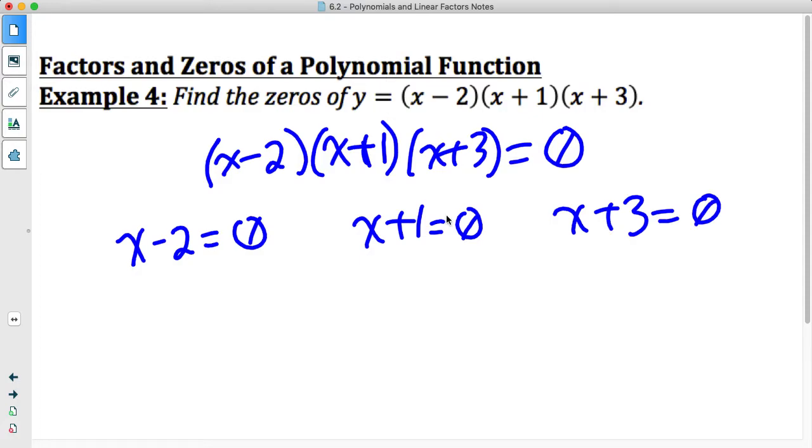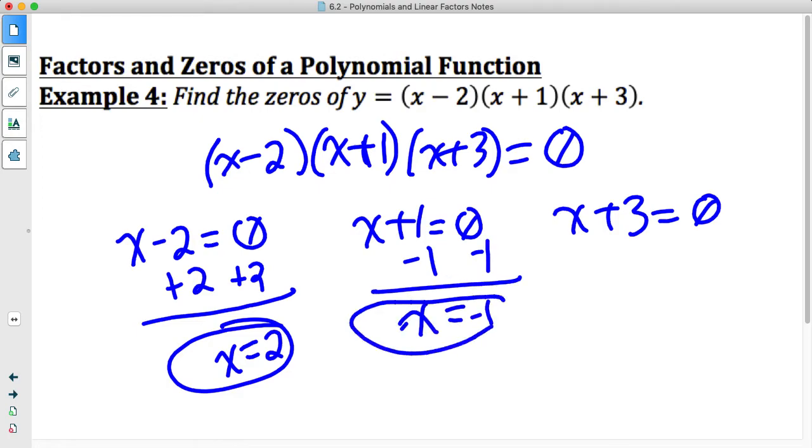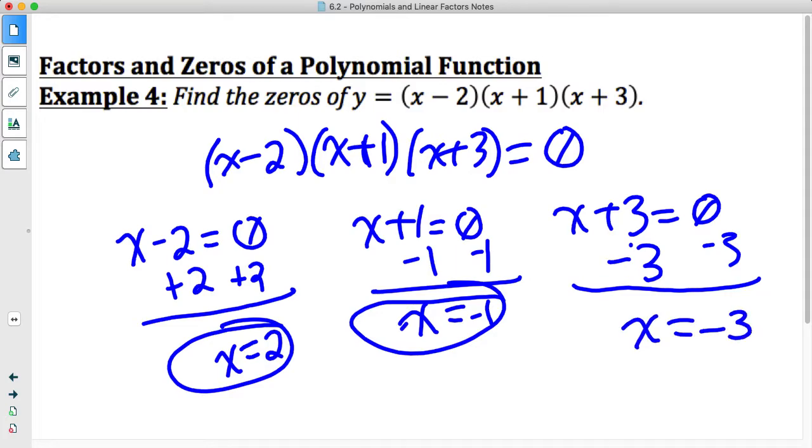So, moving this over, add 2. So one of our answers, x equals 2. There's one of them. This one over here, minus 1. X equals negative 1. There's another answer. And over here, minus 3. So last answer, x equals negative 3.